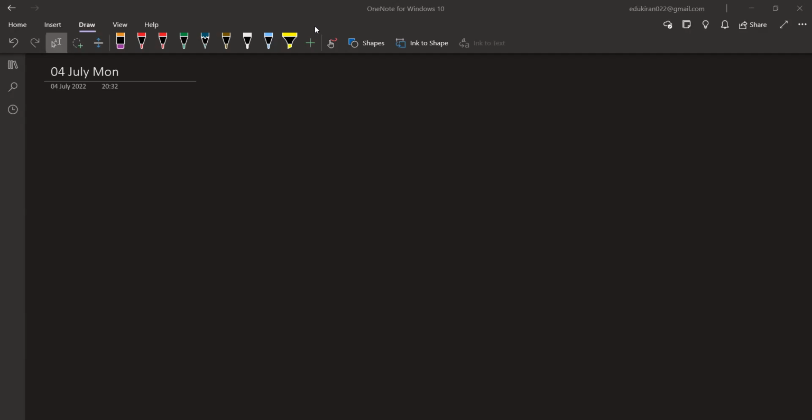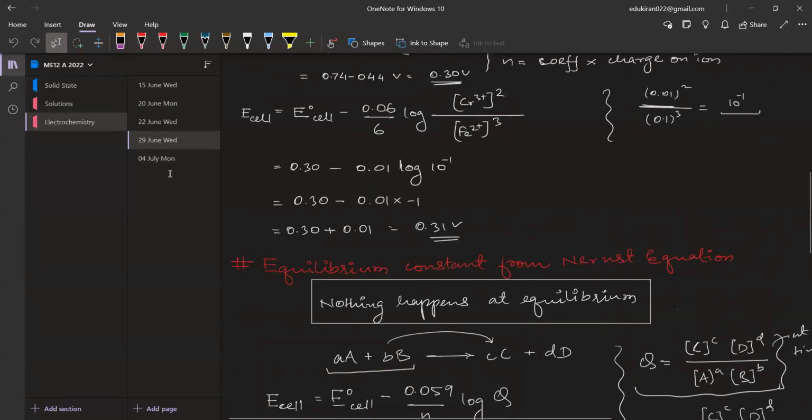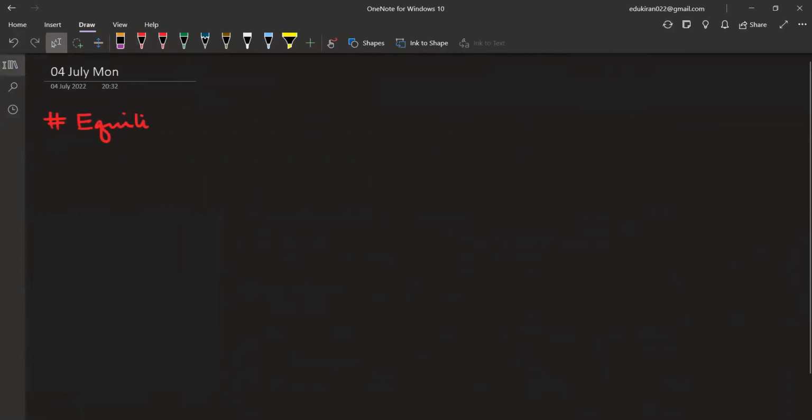Okay. Now write the topic. Equilibrium constant from Nernst equation. So we did that. We have done this, right? Okay, so the question was to be on this, equilibrium constant. Okay, fine. Write a question then. Write a question.